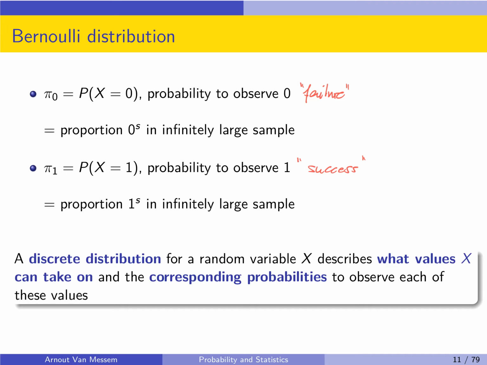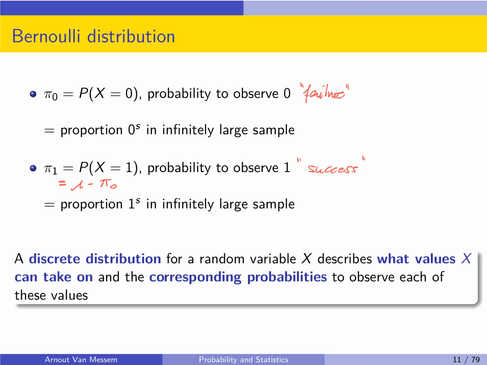Since you only have two options, pi 0 plus pi 1 will always be equal to 1, because any experiment has to be either 0 or 1, and so any of the experiments has to be in one of the categories, either in the 0 category or in the 1 category. Also, you only need 1. If you know pi 0, you know pi 1 as well, or vice versa. If pi 1 is given, you know pi 0.